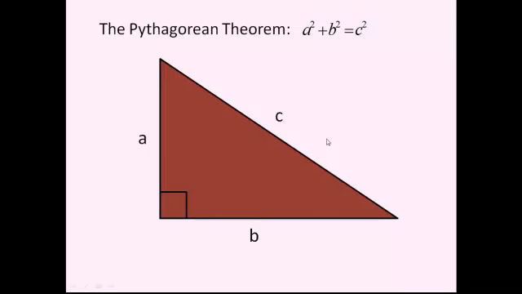So let's take a look at one of the biggest theorems in all of mathematics and the most important one for right triangles, which is the Pythagorean theorem, which tells us that if we take one of the shorter sides and square it, and the other shorter side and square it, and we add those two numbers together, then the result is what we would get if we squared the hypotenuse.